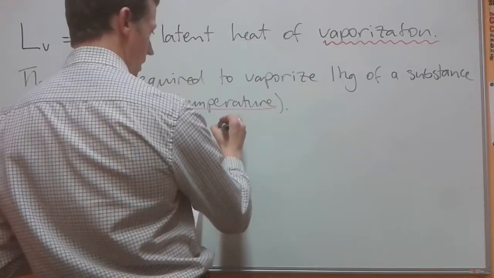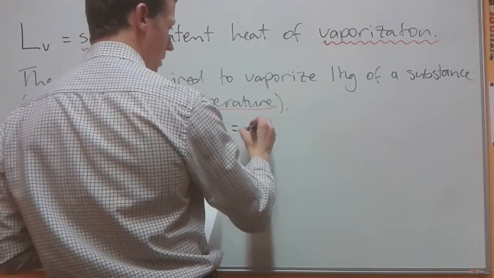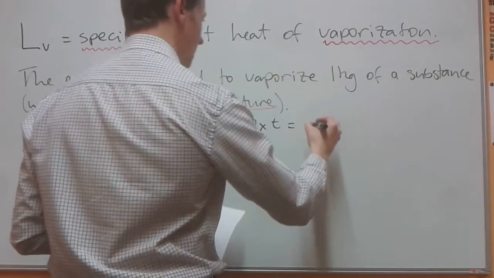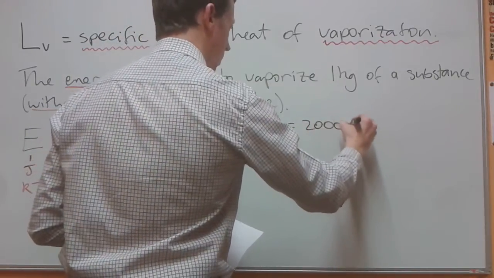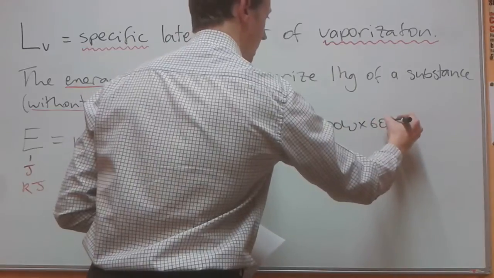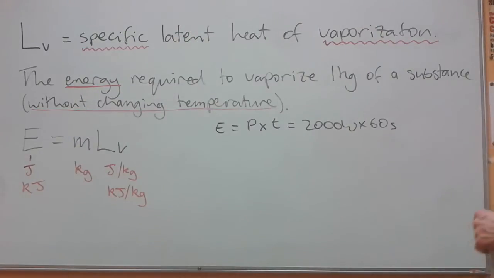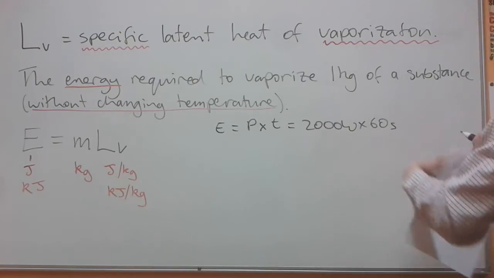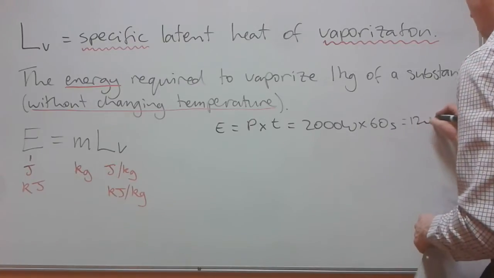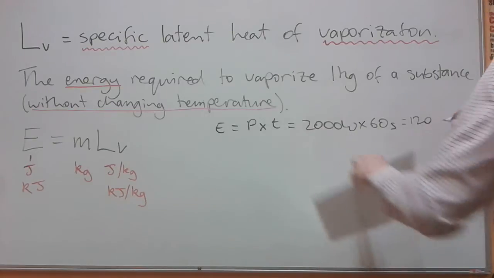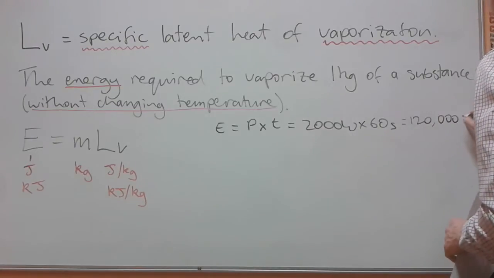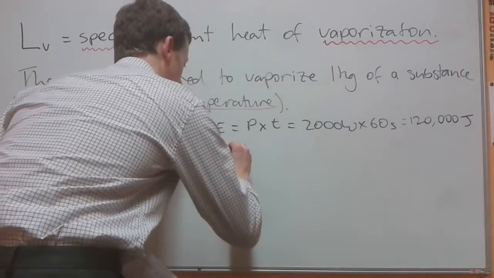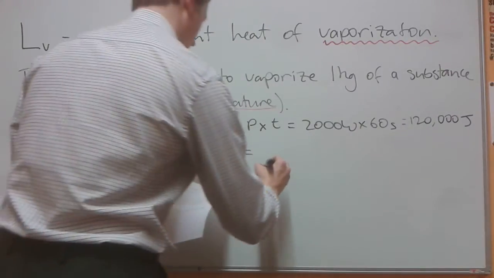Now, energy in equals power times time, which was 2000 watts times 60 seconds, which is, if I take the 2 times the 60, that's 120, and then there's the whole 1000 there, so 120,000 joules.